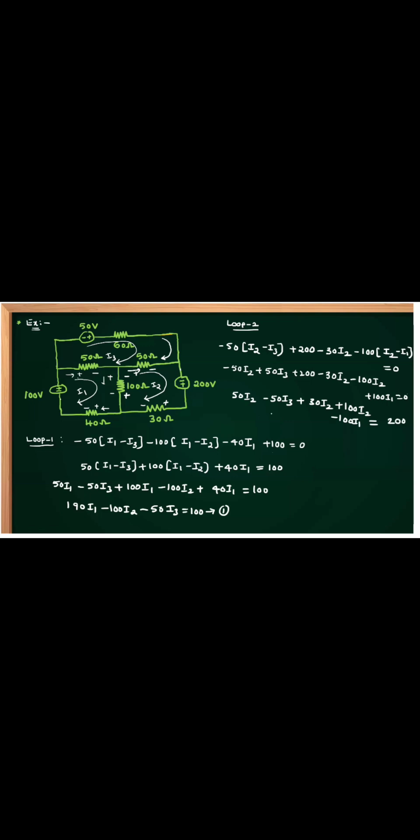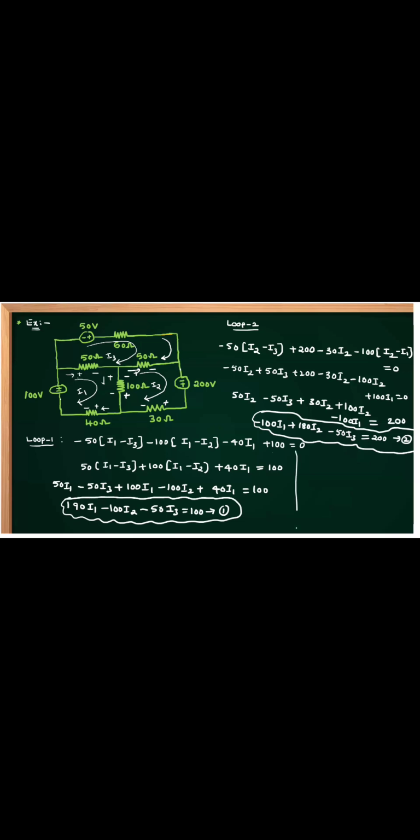Now first I'm writing minus 100 I1. 30 I2 plus 50 I2 is 80 I2, 80 I2 plus 100 is 180 I2, 180 I2 minus 50 I3. 180 I2 minus 50 I3 is equal to 200. This is loop mesh equation 2. The earlier one is mesh equation 1.